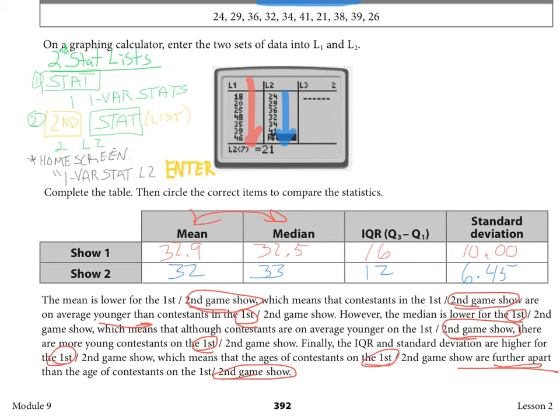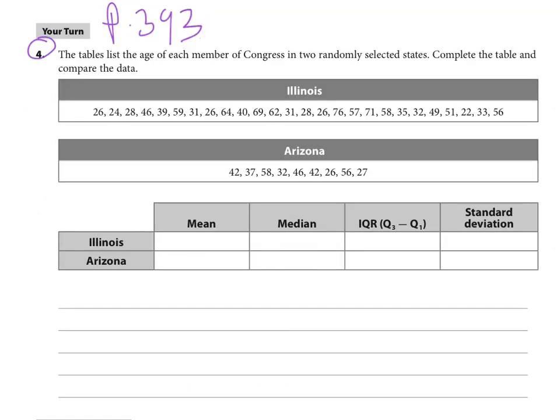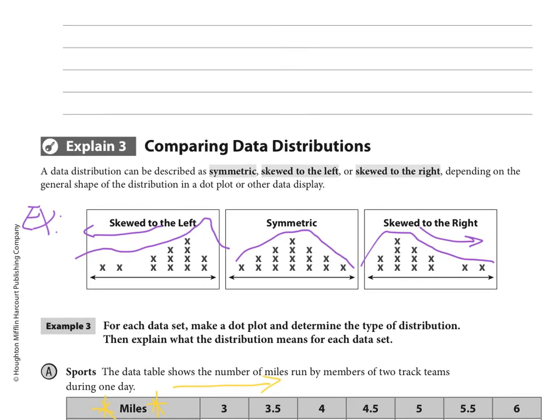So flip over to page 393, and you'll see your turn, number 4. Give that one a shot, fill everything in, answer the questions, and we'll go over that. When we pick up, we're going to be on Explain 3, comparing data distributions at the bottom of this page.